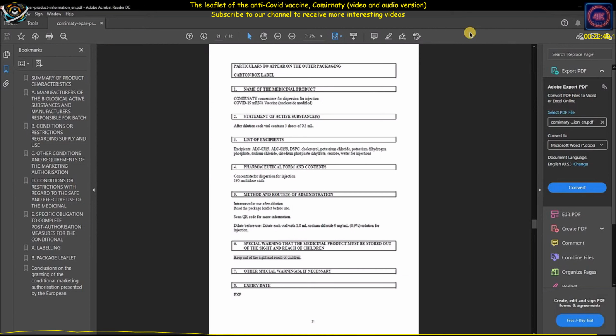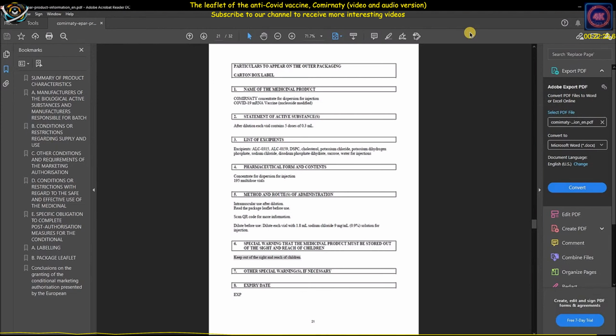195 multi-dose vials. 5. Method and route(s) of administration. Intramuscular use after dilution. Read the package leaflet before use. Scan QR code for more information. Dilute before use. Dilute each vial with 1.8 ml sodium chloride 9 mg/ml (0.9%) solution for injection.